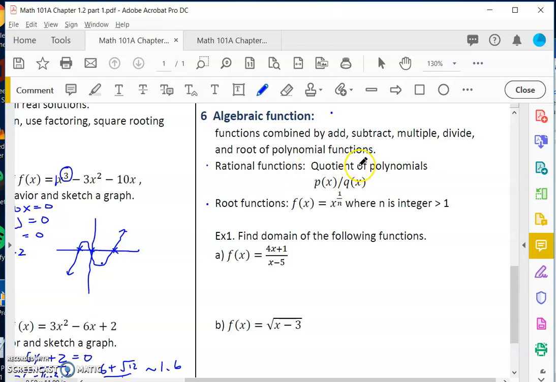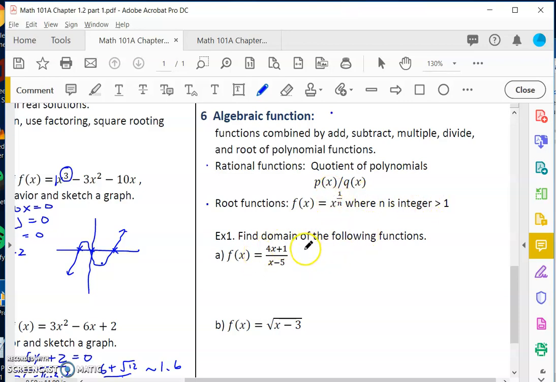Rational functions are very important in calculus because rate of change is a ratio, right? It's a quotient. And in the beginning of the calculus study, we study rate of change. Another function that is also quite important is the root function, where f of x is equal to x to the 1 over n. That means you are doing the root of x.